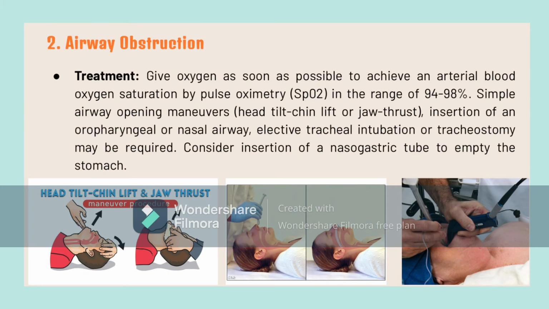For the treatment of airway obstruction, we have to give oxygen as soon as possible to achieve an arterial blood oxygen saturation by pulse oximetry in the range of 94 to 98%. Also, we can perform simple airway opening maneuvers such as head tilt chin lift or jaw thrust, insertion of an oropharyngeal or nasal airway. Elective tracheal intubation or tracheostomy may be required. Also, there's a consideration in the insertion of nasogastric tube to empty the stomach.